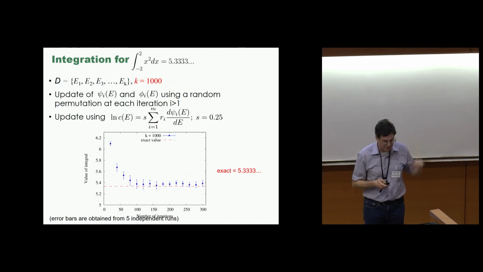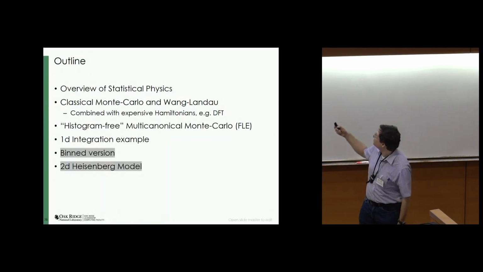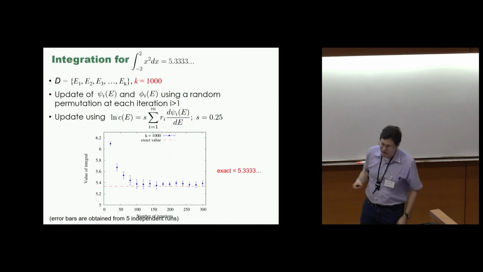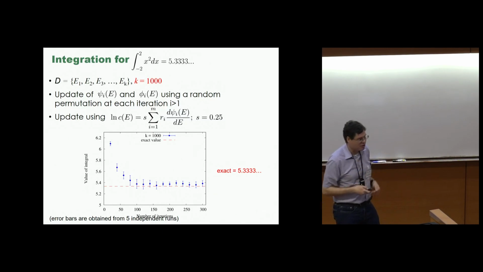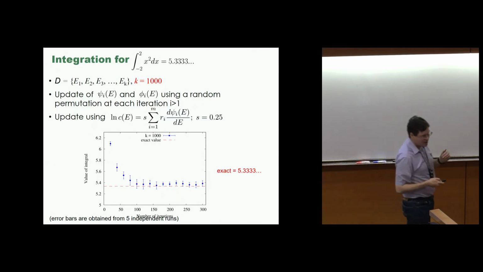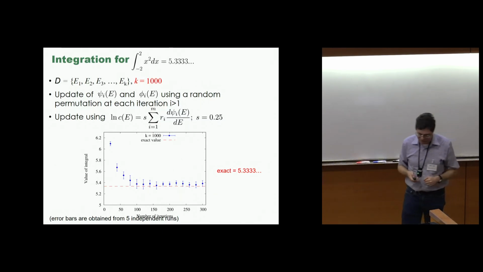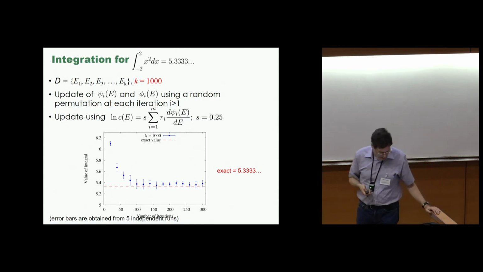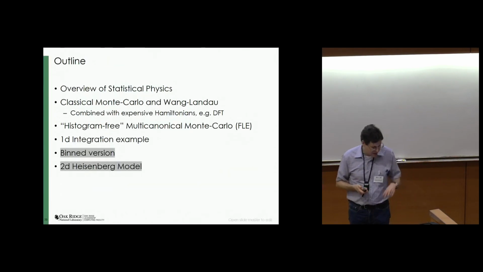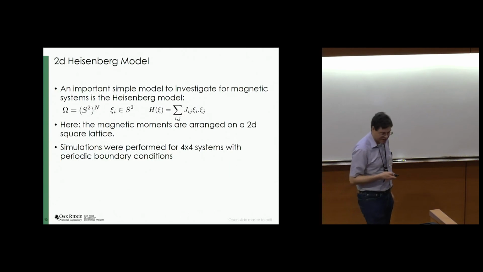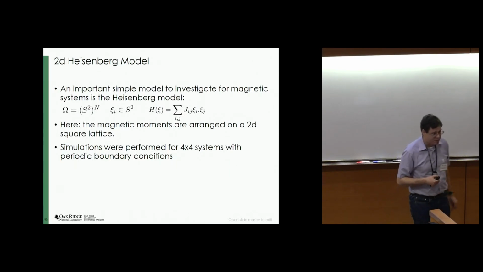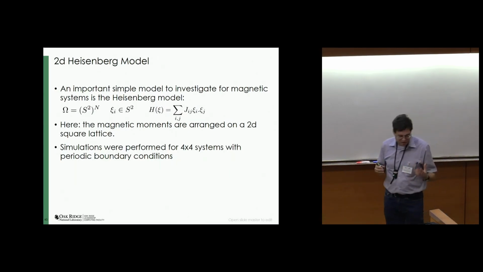So we introduce some sort of mixing parameter S to not go the whole step, but only nudge us towards the correct answer. And that actually improves the convergence properties that we've observed here.